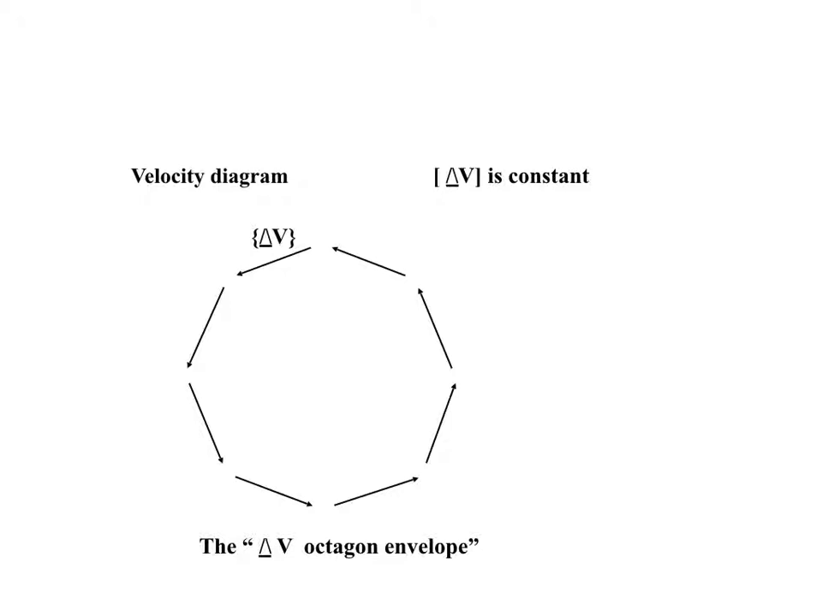We can move these 8 delta v's into velocity space and arrange them like so. Just as in the case of the circular orbit, we have created a regular octagon, which we call the delta v octagon envelope. Wait a minute, you say. This is starting to look exactly like the velocity diagram we got for a circular orbit. How can that be?